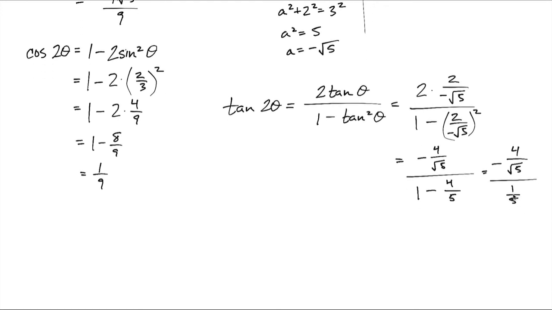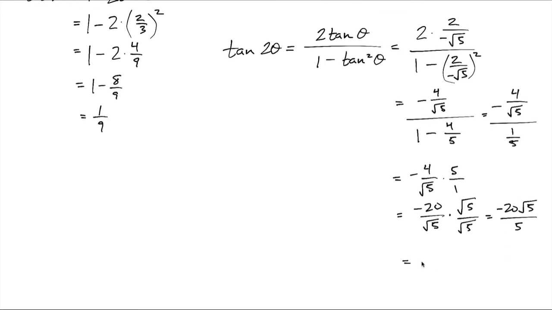Okay, now I'm dividing by a fraction, I can flip and multiply: negative 4 over root 5 times 5 over 1, which is negative 20 over root 5. We can rationalize the denominator if you'd like, multiply by root 5 over root 5. And that gives us negative 20 root 5 all over 5. And then finally, 20 over 5 reduces down to 4. So we finally end up with negative 4 square root of 5.